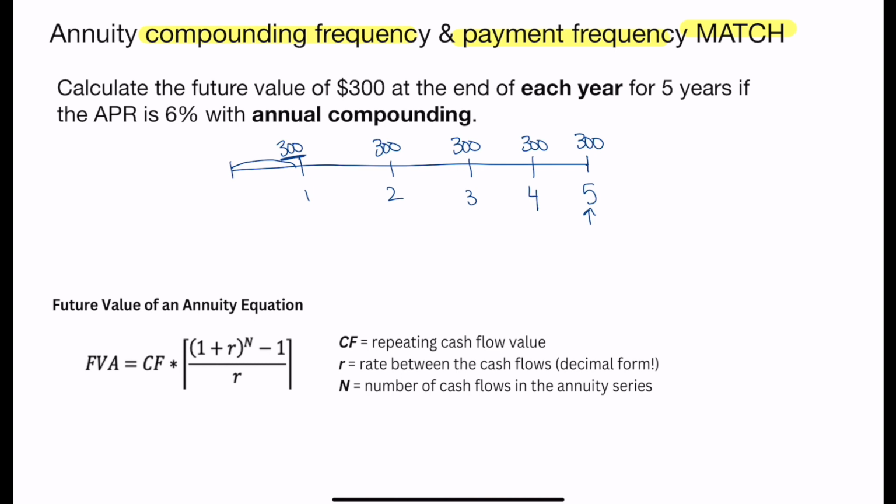Now, typically when we're looking for the future value of an annuity, we're looking for the future value in the year of the last cash flow. So we want to find the future value in year 5 of all of these cash flows.